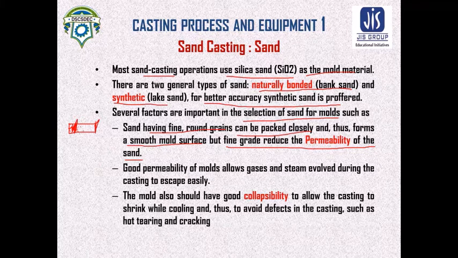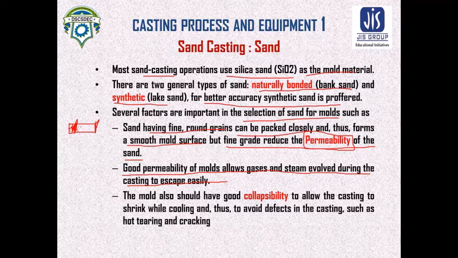So that's why we need to take sand which has a considerable amount of permeability. Permeability means the presence of pores. That means in the sand, good permeability is required. Good permeability allows the gas and steam evolved during the casting process to escape easily. So when there is some gas from the molten metal, those gases can escape easily using the good permeability.